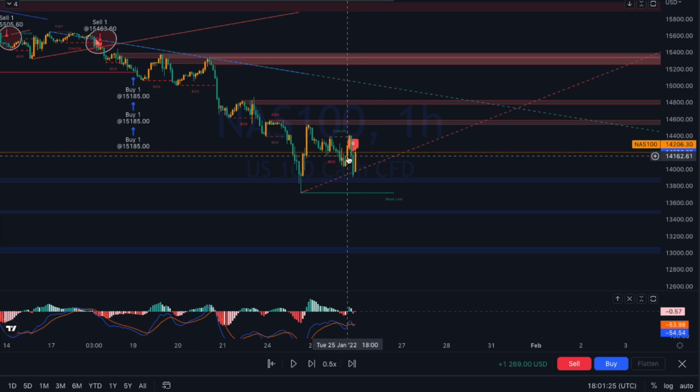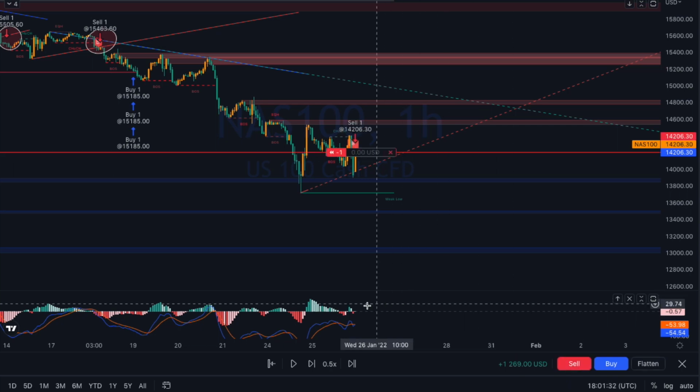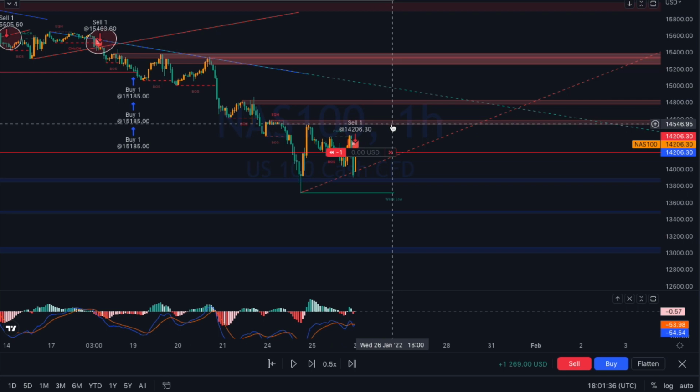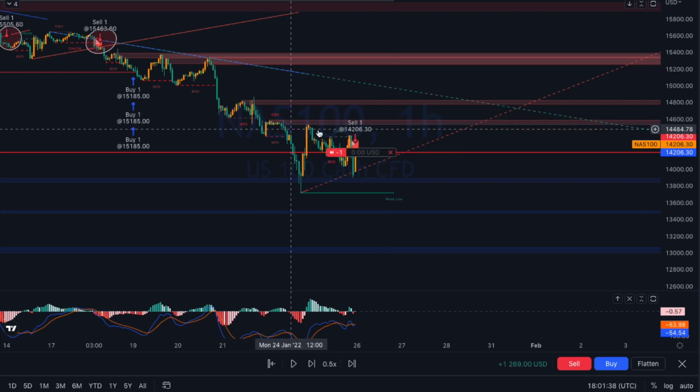But it says it's broken because of this area down here, so we're going to put in a sell right now and we're going to see how that goes down. And should price break above this level right here, this zone where I'm circling, we're out of the trade.